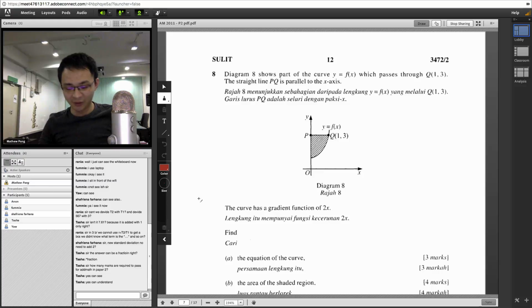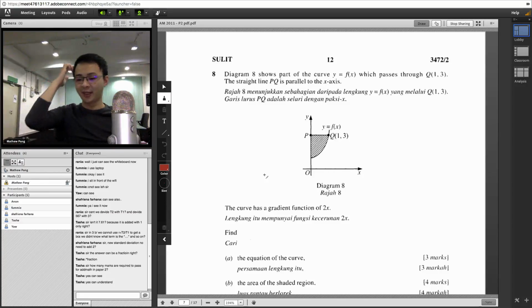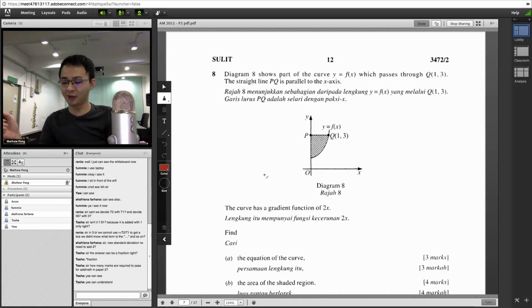Okay, then we move on to question number 8. In question number 8, diagram 8 shows part of the curve f(x) passing through Q(1, 3). The straight line PQ is parallel to the x-axis. So the curve has the gradient function of 2x.